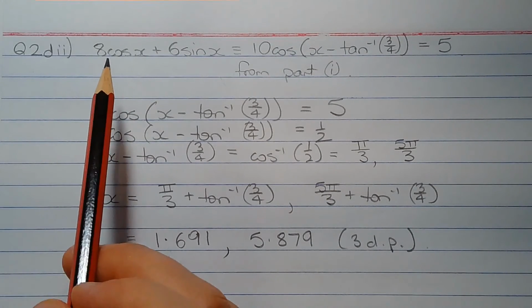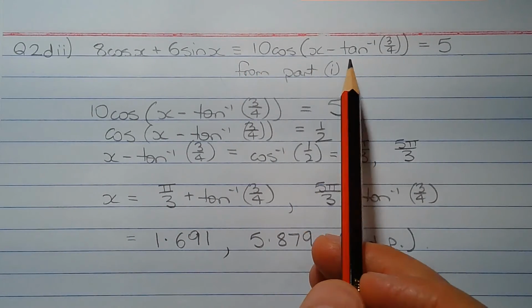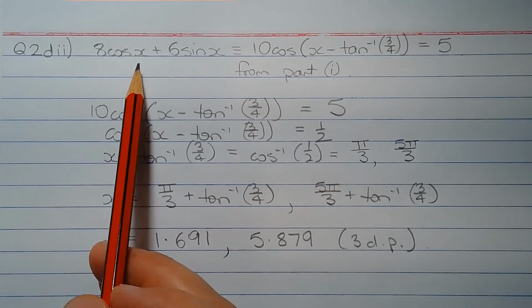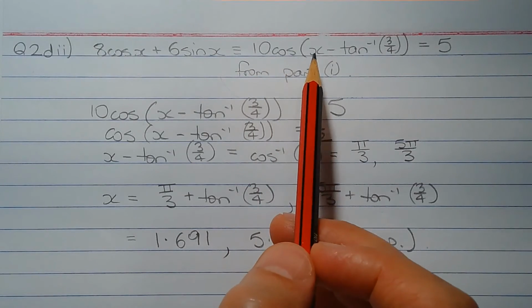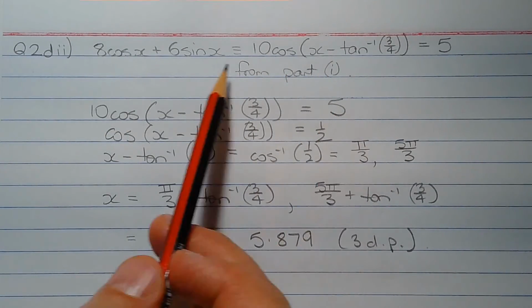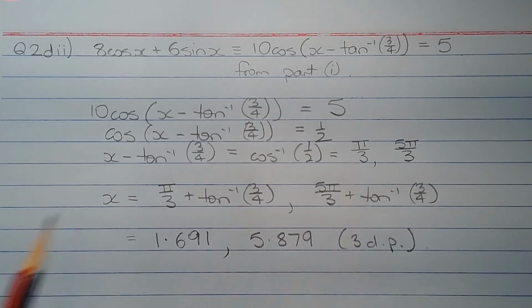From part 1, 8 cos x plus 6 sin x is identical to 10 cos(x minus the inverse tan of 3 over 4). So solving 8 cos x plus 6 sin x equals 5 is identical to solving 10 cos(x minus the inverse tan of 3 over 4) equals 5. So setting up that equation, we get 10 cos(x minus the inverse tan of 3 over 4) equals 5. So to solve for x, we first divide both sides by 10.